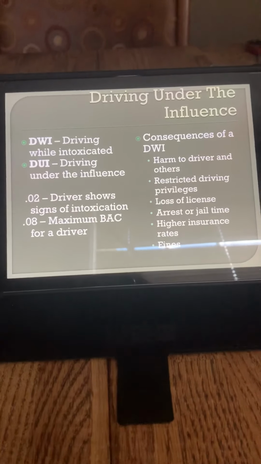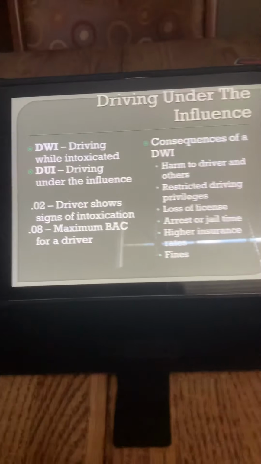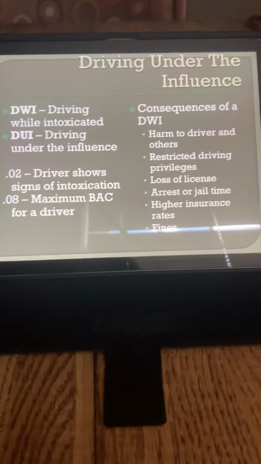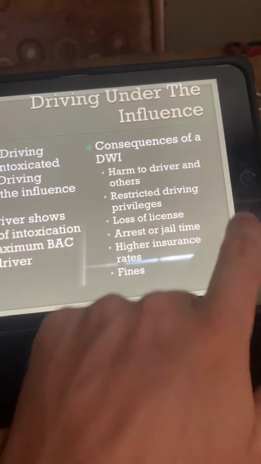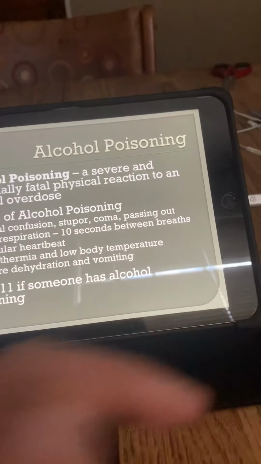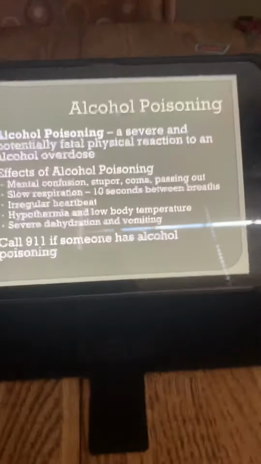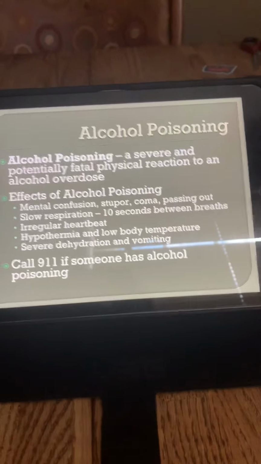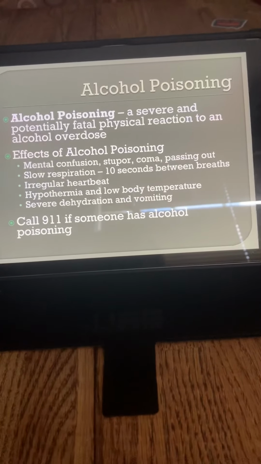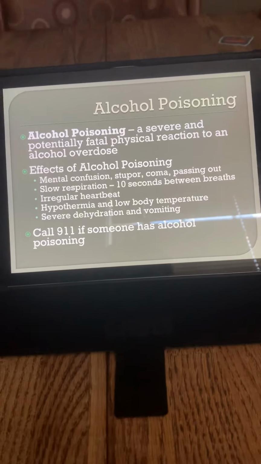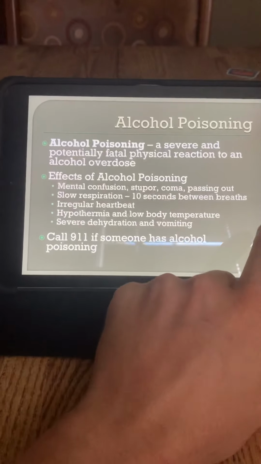Here's driving while intoxicated and driving under the influence. Here are some consequences of DWIs and DUIs. You can get alcohol poisoning. Alcohol poisoning is a severe, potentially physical reaction to an alcohol overdose. Here are some effects. And then, of course, if you think someone is experiencing alcohol poisoning, call 911.